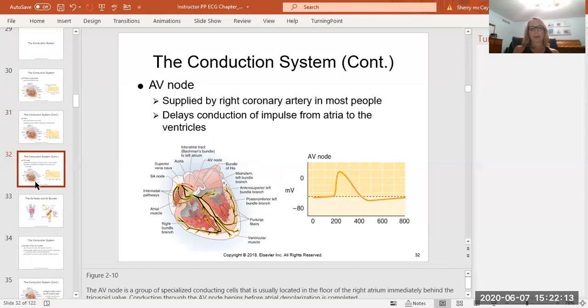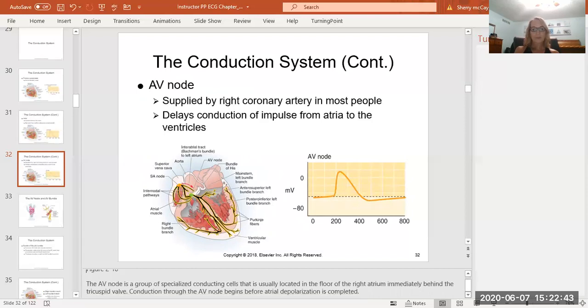So the AV node, supplied by the right coronary artery in most people, delays conduction of the impulse from the atria to the ventricles. Let's talk a little bit about that. The AV node is a group of specialized conducting cells usually located in the floor of the right atrium, immediately behind the tricuspid valve.